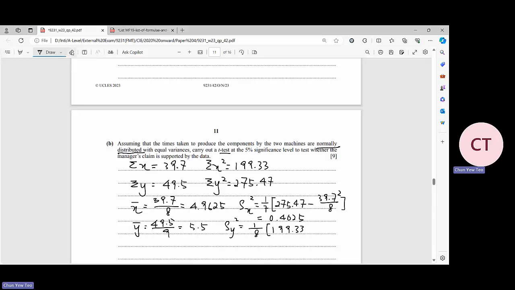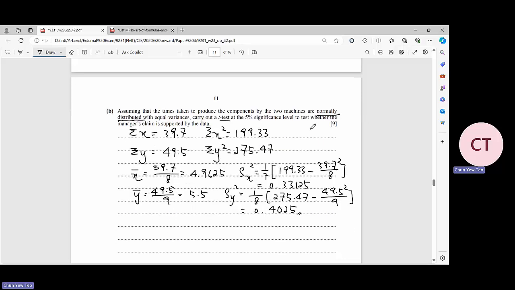199.33. Sorry, I used the wrong value. My apologies. I copied the wrong value. This one is 199.33. This one is 275.47 minus the 49.5 square over 9. If you press the calculator, then you will get 0. This one is wrong. This one you will get 0.33125. This one you will get 0.4025.